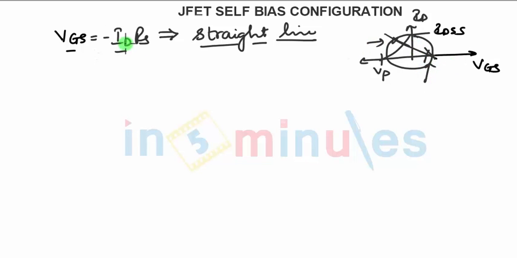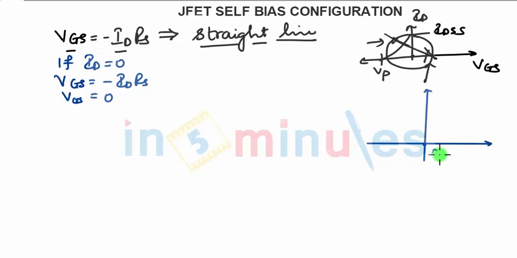Now one condition is, if ID is 0, that is on the x-axis. So in this equation, if I put ID to be 0, what will be my VGS? VGS is minus ID into RS. Since ID is 0, my VGS will be 0. So which is that point? This is the point when your VGS is 0 and ID is 0. So we got 1 point on the graph where you have VGS on the x-axis and ID on the y-axis.